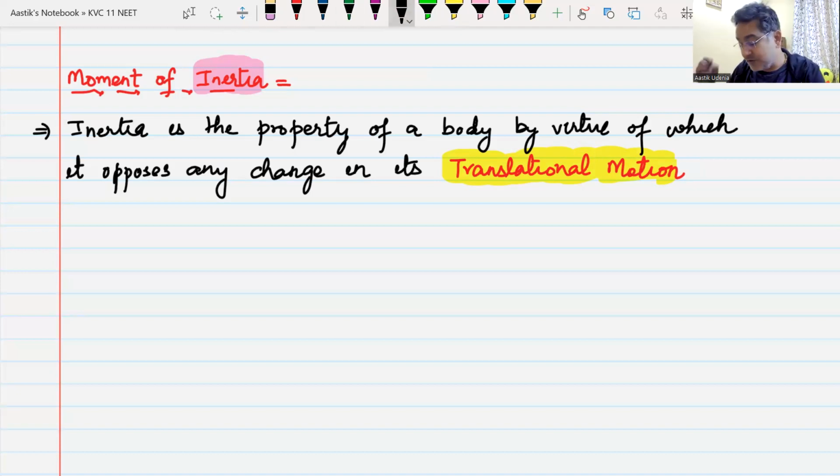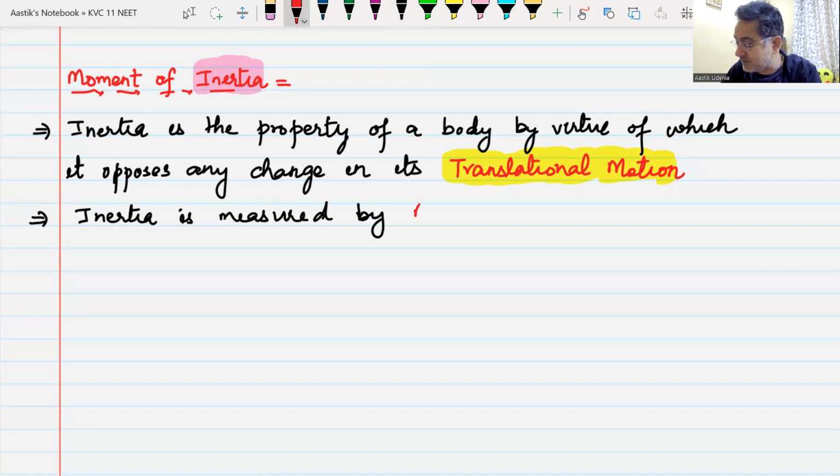Now, if you remember, inertia was measured by the mass of the body. Yes or no? Inertia is measured by the mass. If a body has more mass, we will say it has more inertia, or you will have to apply more force to move the body. If a body has less inertia, for example, see this body, this is an empty bottle, it is easier to move it. But if I fill it with water, the mass becomes more, it becomes more difficult to move it. So inertia of a body was measured by its mass.